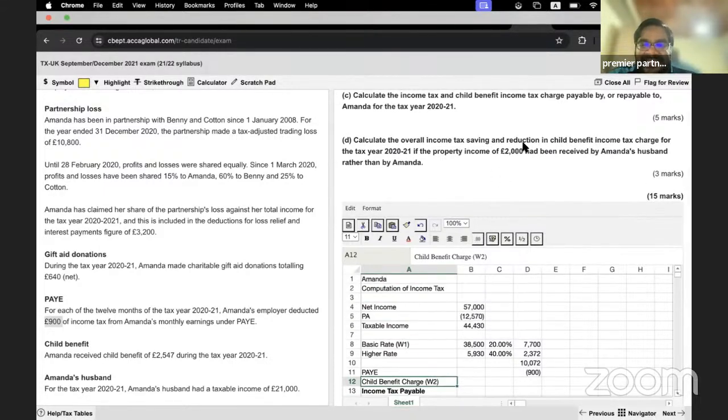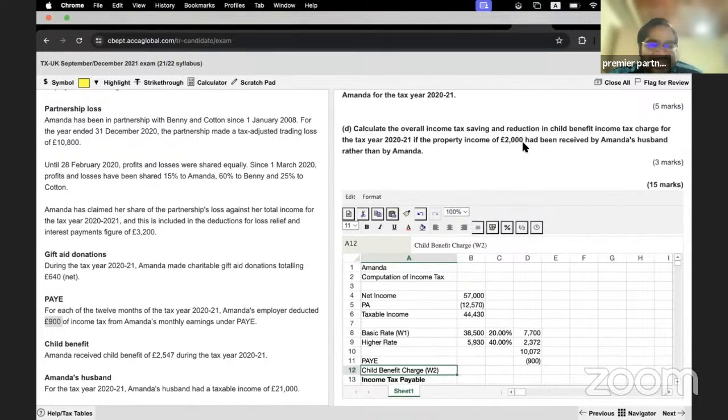Because the income itself is 57,000. If I multiply 900 by 12, yes, it seems a bit unrealistic. So if I multiply 900 by 12, that itself comes to 10,800, which seems to be a bit unrealistic. Yumna, are we okay? Right.